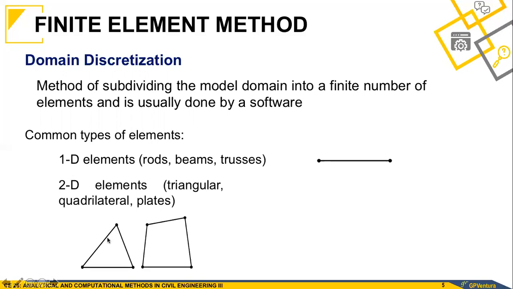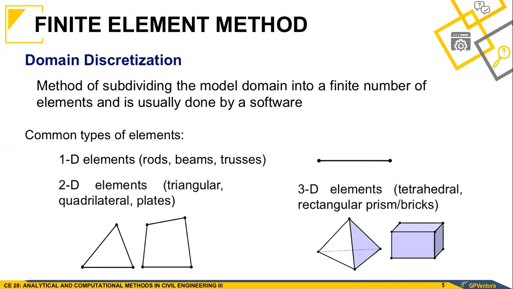For two-dimensional elements, the most notable shapes that we use would be triangular shapes and quadrilateral shapes, which may be regular or irregular in nature. And if we are dealing with three-dimensional models, we have three-dimensional elements in the form of tetrahedrons or prisms. So these are the elements produced by meshing. And of course, the finer the mesh, the smaller the elements that we obtain.